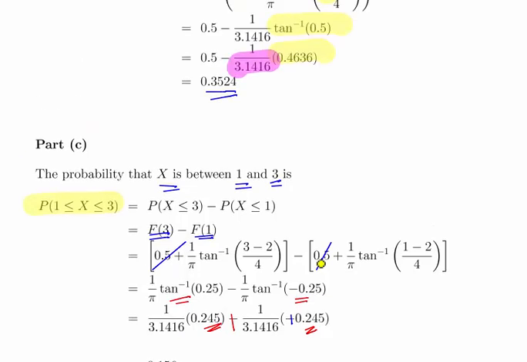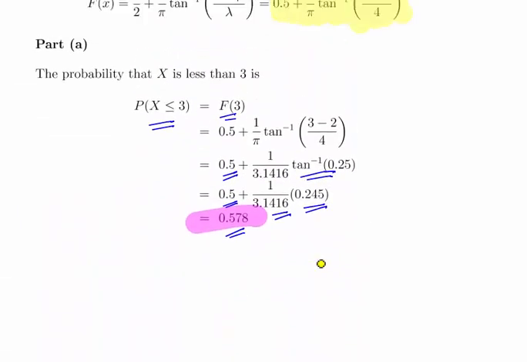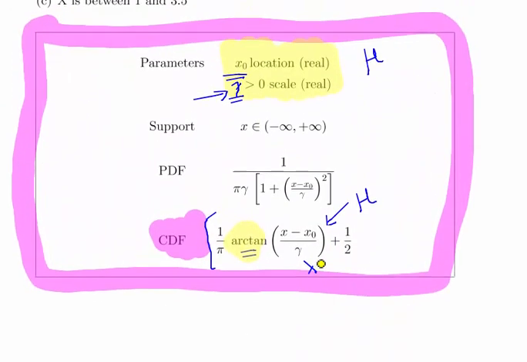So that's it really. It's straightforward enough. The Cauchy distribution, when you're working with the cumulative distribution function anyway, is a bit of calculator work, and that's it. Okay, we'll leave it there.